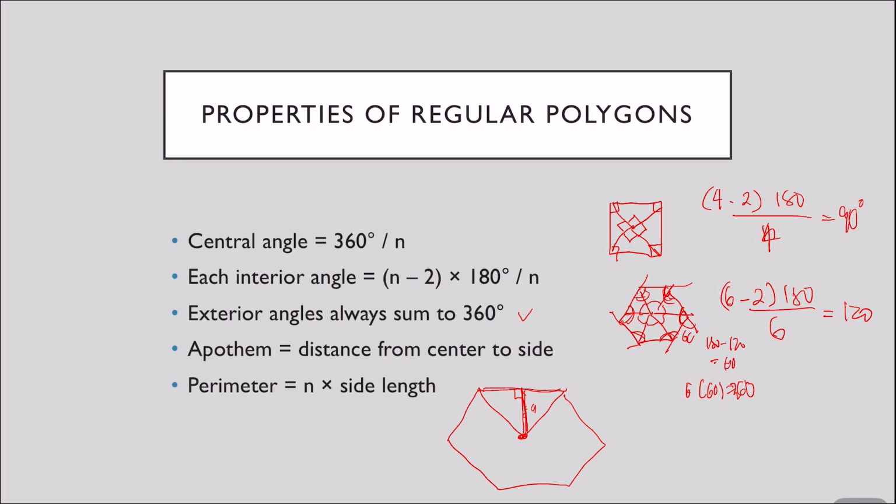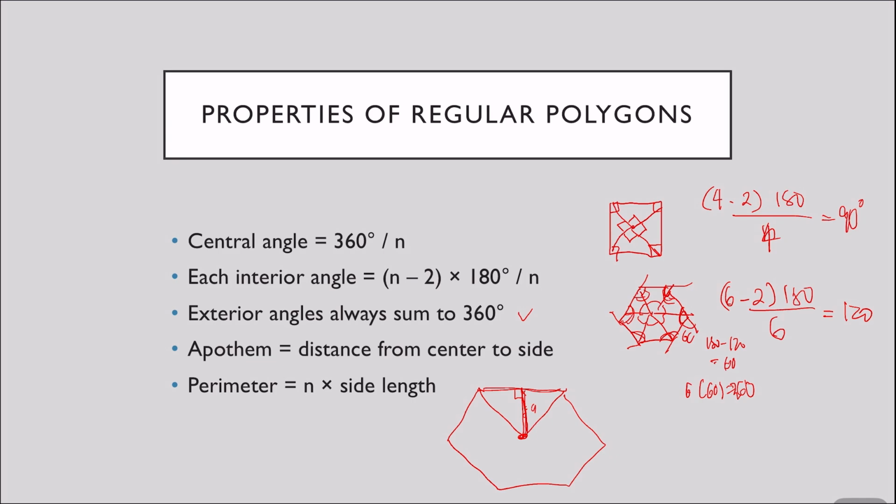Okay? And then to get your perimeter, definitely from the definition of perimeter, it is the length of all the sides, no? So because it's regular, the length of its sides are all the same, you just multiply the length of one side by the number of sides. Then you get the perimeter. Okay? So that is for your regular polygons.